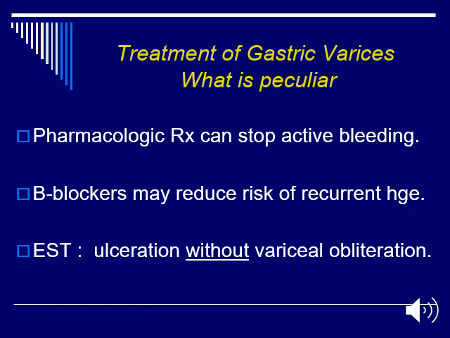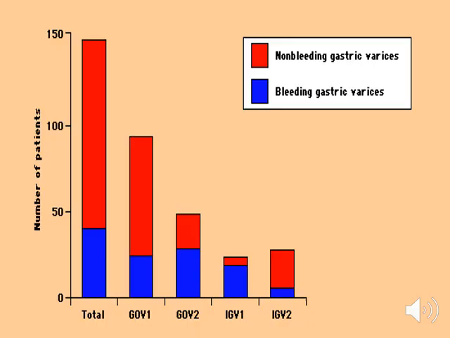Why is the treatment of gastric varices peculiar? The pharmacologic treatment and beta blocker response are the same, but you cannot use sclerotherapy. Ulceration will occur and the patient will bleed from the sclerotherapy. And also you cannot do band ligation, it will slough and the patient will bleed like hell. So the only option you have is the tissue adhesive.